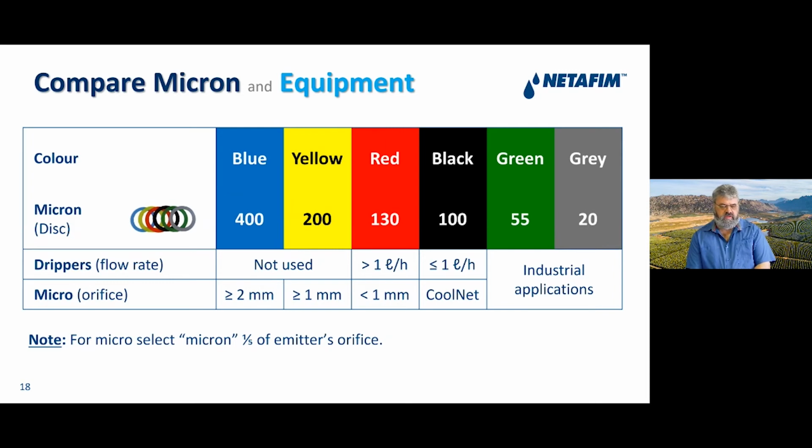The drippers, with our experience with the water quality that we have, we use either 150 or 100 micron. And the decision will be determined by the flow rate. If we have a flow rate that is 1 liter or lower per hour, then we'll go to 100 micron. And if it's higher than 1 liter, then we can go to 130 micron.